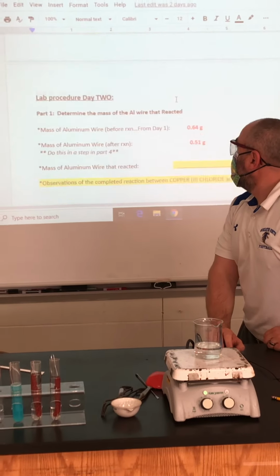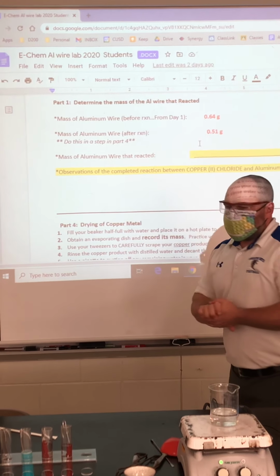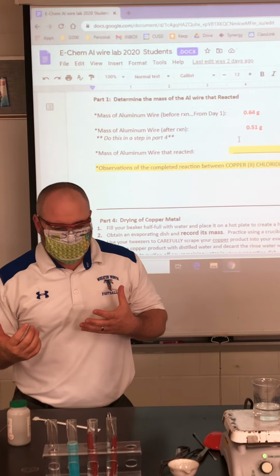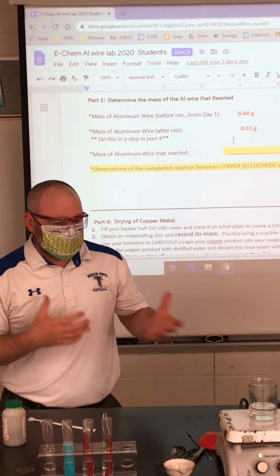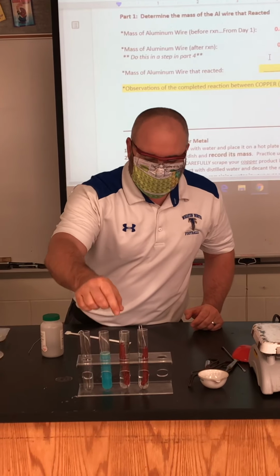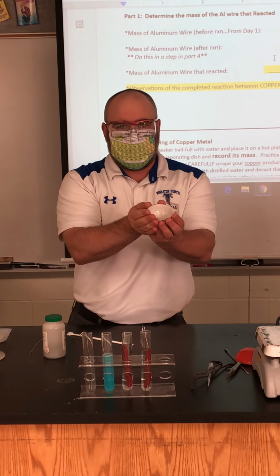Okay, and you're going to record that here. The next thing that we're going to do is we're going to have to acquire our copper solid so that we can measure it and get its mass. So what I'm going to do is I'm going to take this and I'm going to carefully remove the wire and I'm going to put it into an evaporating dish.